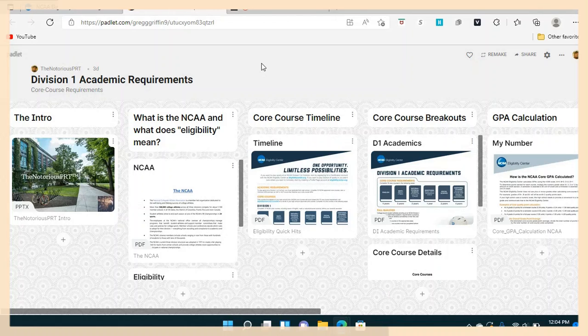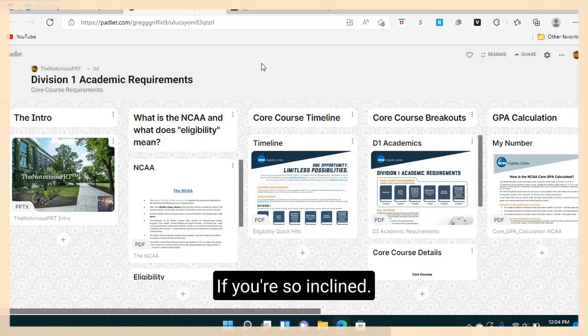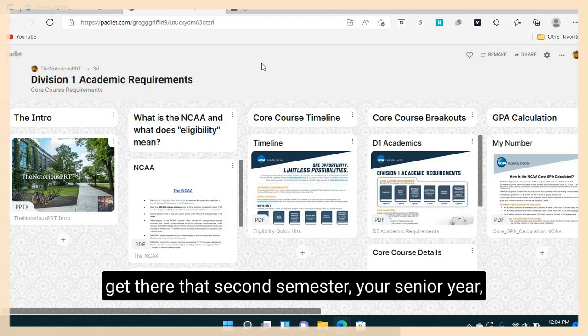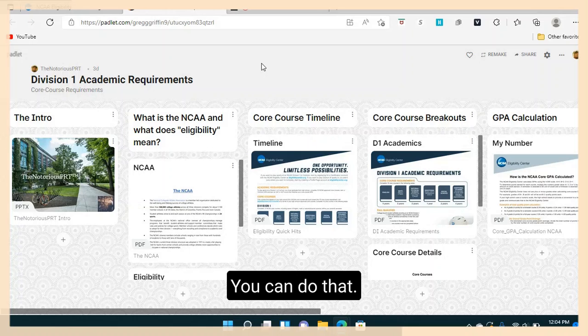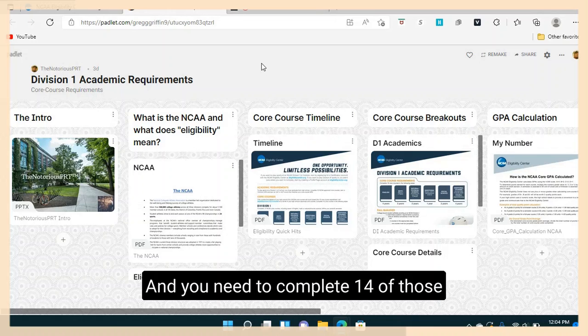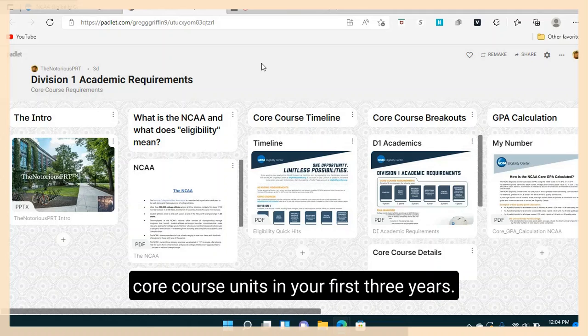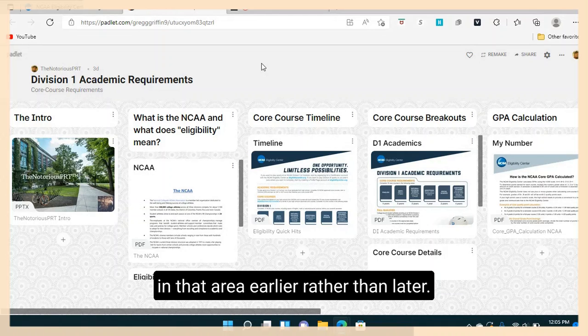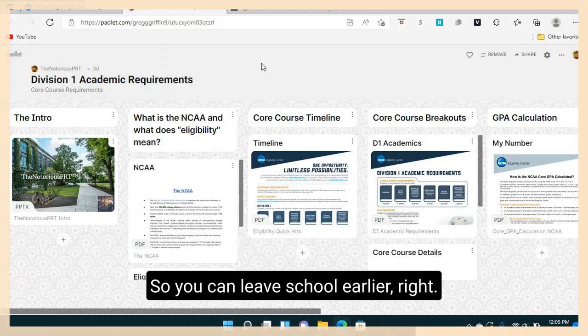So if you're so inclined and you want to qualify early, an academic qualifier, early qualifier, and that's when you want to say play spring ball in football and you want to get there that second semester of your senior year, you want to graduate after one semester, you can do that, right? That's called an early academic qualifier. And you need to complete 14 of those core course units in your first 3 years. So it's not hard to do, it just requires some planning, right? Because you're going to get certified in that area earlier rather than later so you can leave school earlier, right?